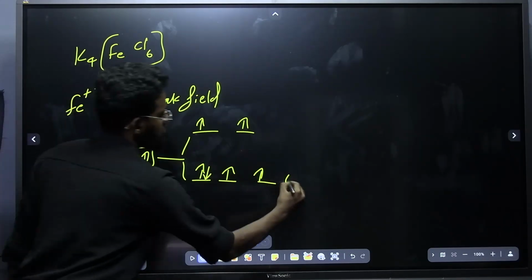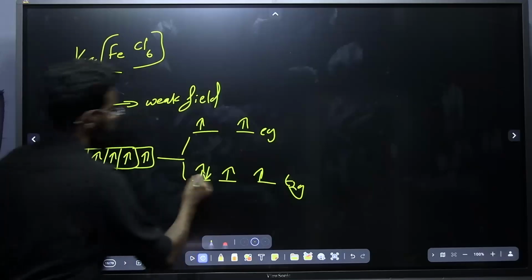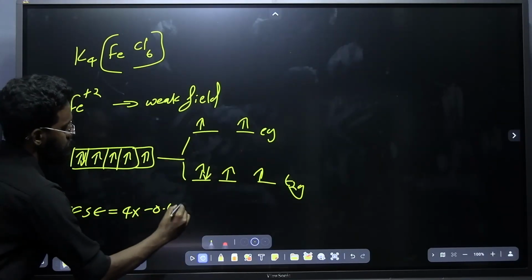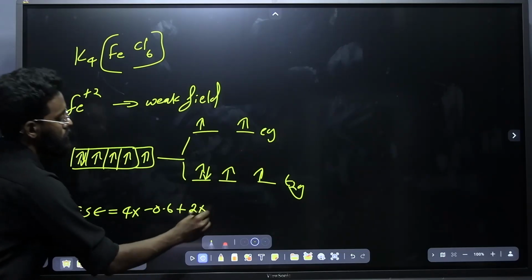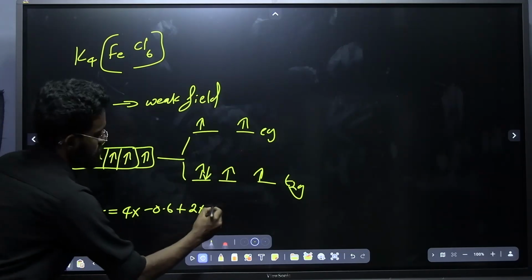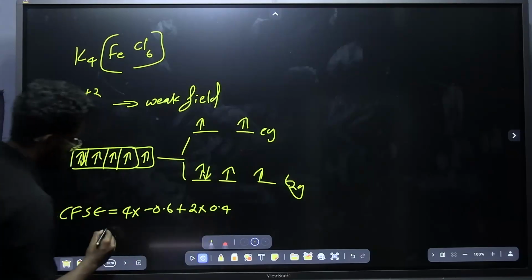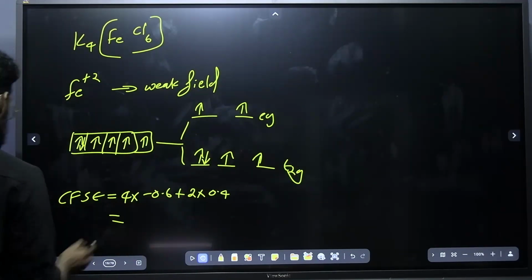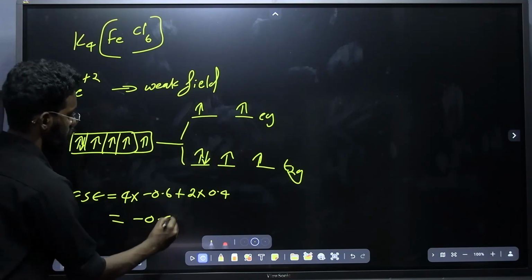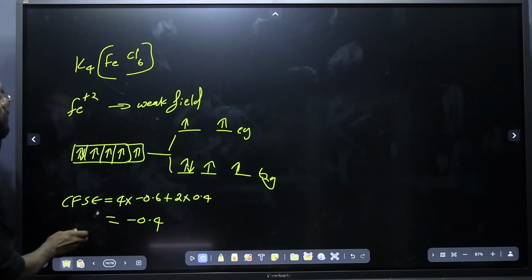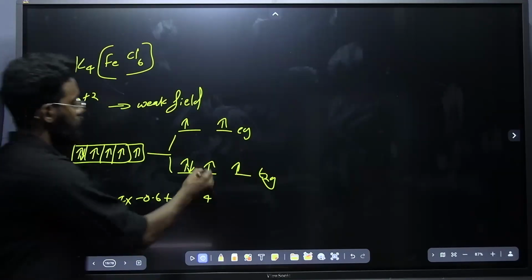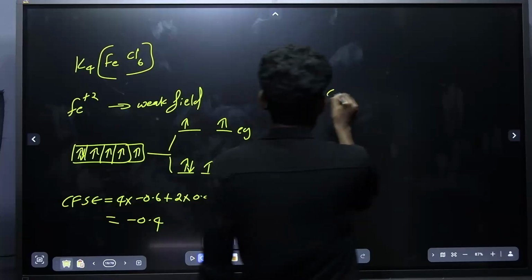Number of electrons in t2g, that is 4 into minus 0.4 plus 2 into 0.6. What is this value coming? Minus 0.4. See here, you can see when I am comparing the strong field ligand and weak field ligand. Yes, very good. Now you can see the number of unpaired electrons, n value is equal to 4.